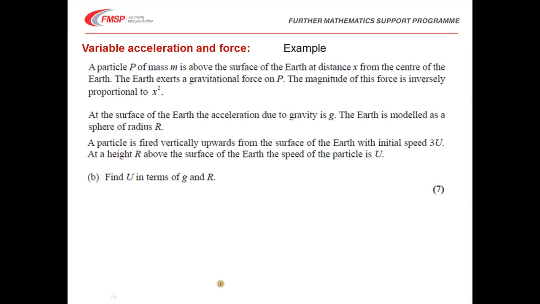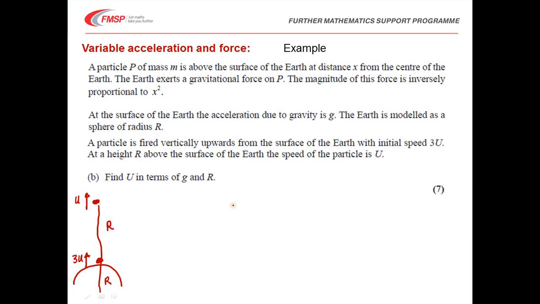Okay, so again, if you want to pause and work on the second part of this question for a moment, now's the time to do that. And I will start on the calculation again. Let me just repeat that diagram here. So we have our particle in two different places here. First of all, it starts from the surface of the Earth, where its distance from the centre is r, and it moves so that it's a further distance r above the surface of the Earth. Down here, it's got speed 3u, and up here, it has speed capital U.